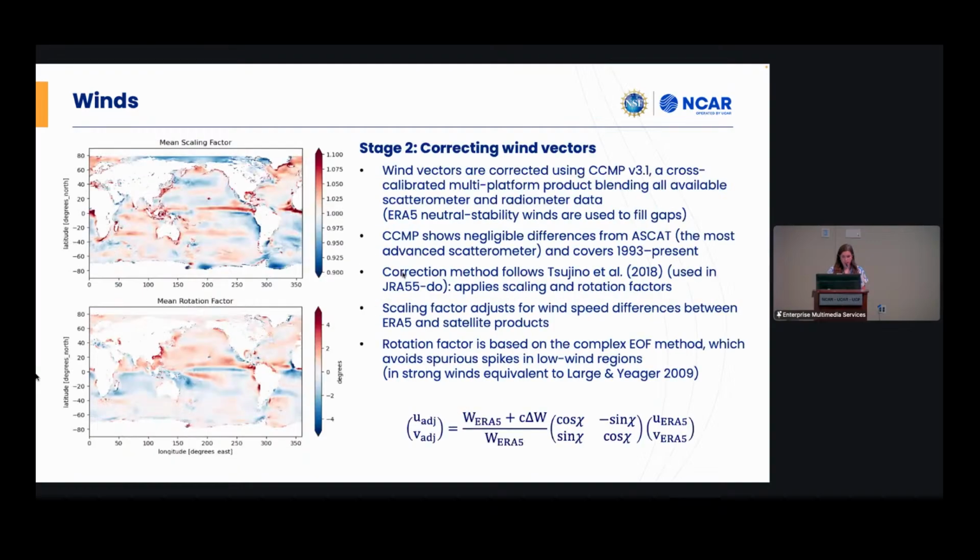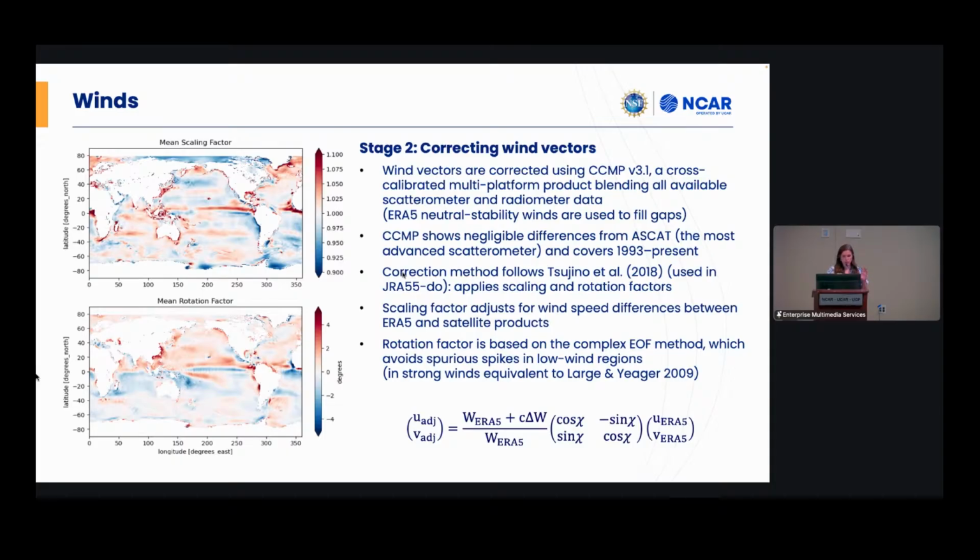On the second stage, we were correcting the wind vectors. As a reference data set, we were using CCMP. It's the Cross-Calibrated Multi-Platform product that blends all available scatterometer and radiometer data. It's consistent with most of the other reanalyses, a blended product from all other observations of the winds. So we used the same correction method following Tsujino et al. 2018, which has been used for JRA55-do.